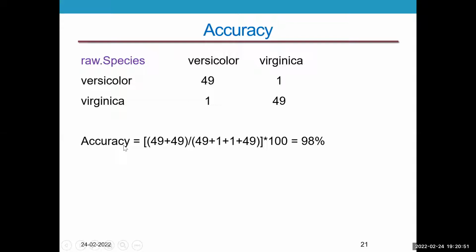Okay, how to calculate the accuracy? 49 plus 49. If the anti-diagonal becomes 0, it is a 100% accuracy model.